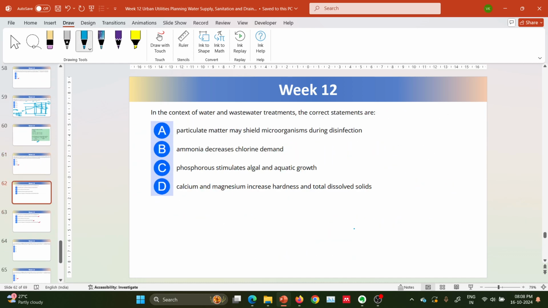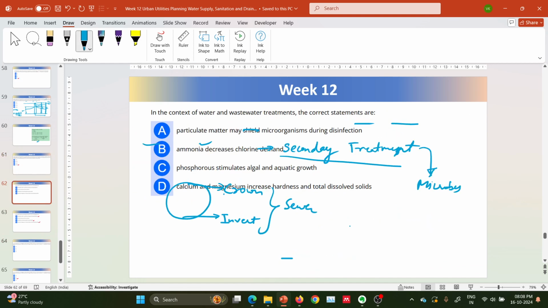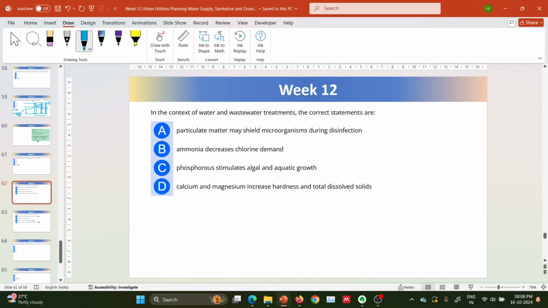1855.5. Simple. In the context of water and wastewater treatment, the correct statements are... This is also a GATE question. The statements are: particulate matter may shield microorganisms during disinfection. We need to find the correct statements.